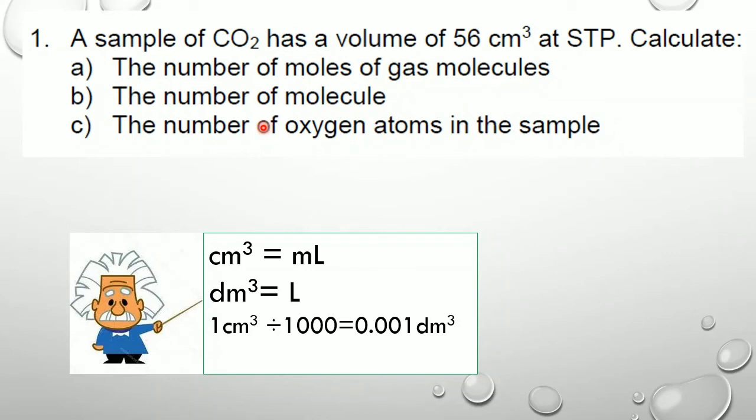So these are the units you need to be aware of. cm3 is also the same as ml, and dm3 is equal to liter. Based on the molar volume, the unit we are using is dm3, so you need to convert cm3 to dm3, which you can divide by 1000. So these are the conversions.